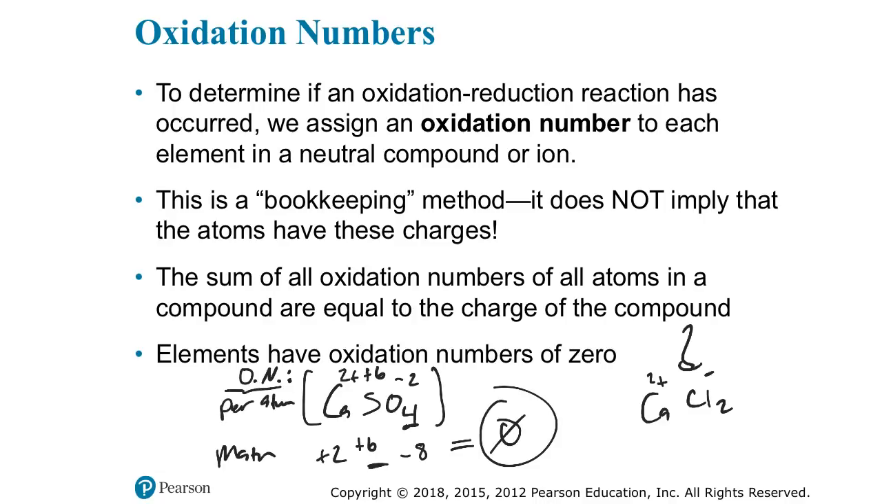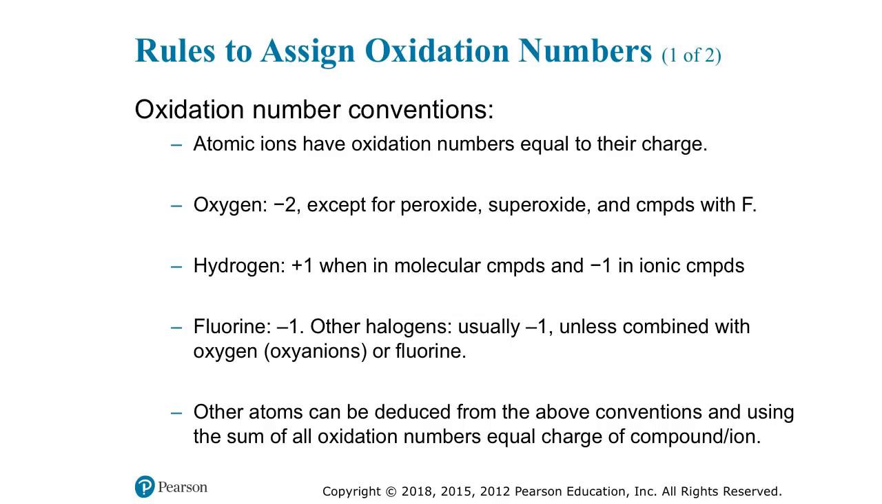So -2 per oxygen. The math, we have to account for all the atoms down below and then balance out to equal the charge. And we'll see a lot of examples as we continue along in this topic. So there are some rules for assigning oxidation numbers. Let's take a look at a few of these.